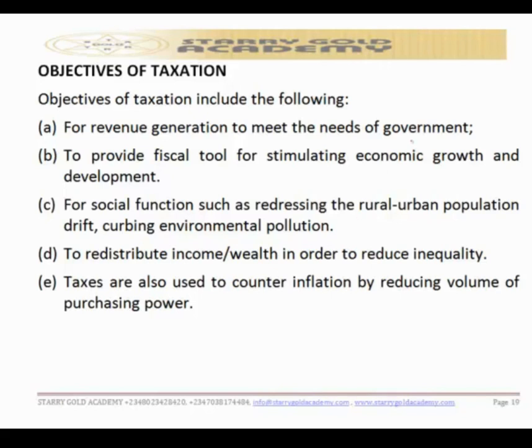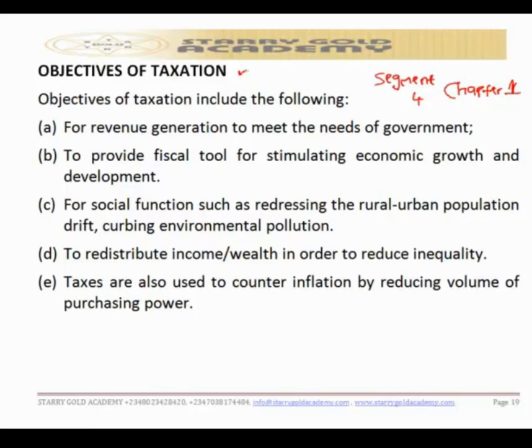Welcome to segment four for chapter one of the class. Segment four, chapter one. Like I said earlier, chapter one is divided into seven segments. So this is the fourth segment of the class, and the topic we'll be treating is the objective of taxation.